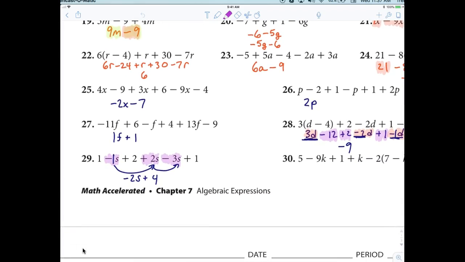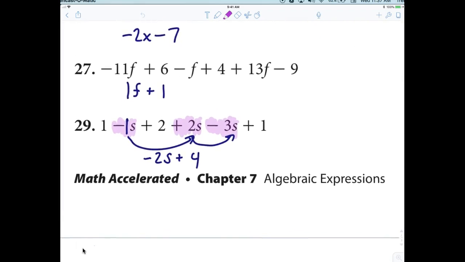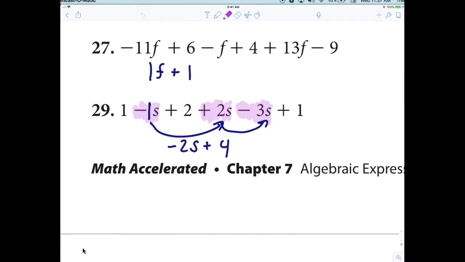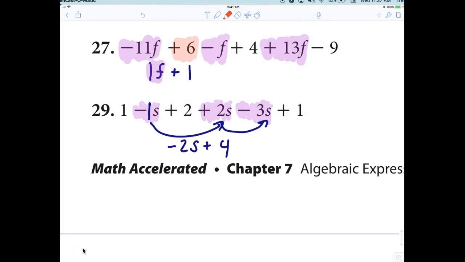Let's go to 29. Is that what you said? Okay, yeah, let's do 27 real quick. Everybody take a look at 27. Now, again, remember what you're doing is you're saying negative 11f minus 1f is negative 12f. Negative 12 plus 13 is a positive 1. Then you're adding 6 plus 4 is 10, minus 9 is 1. Okay, now we'll do 29.